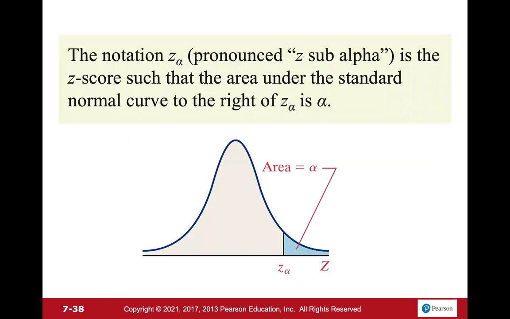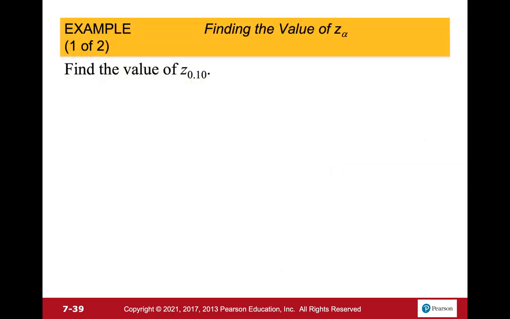All right, next, the notation Z sub alpha is the Z-score such that the area under the standard normal curve to the right of Z sub alpha is alpha. So Z sub alpha, area to the right, is going to be alpha. It could also be area to the left at times too. So depending on how the problem is stated, but alpha is always going to be the area. So find the value of Z sub 0.10. All right, so we're just looking at Z sub 0.10.